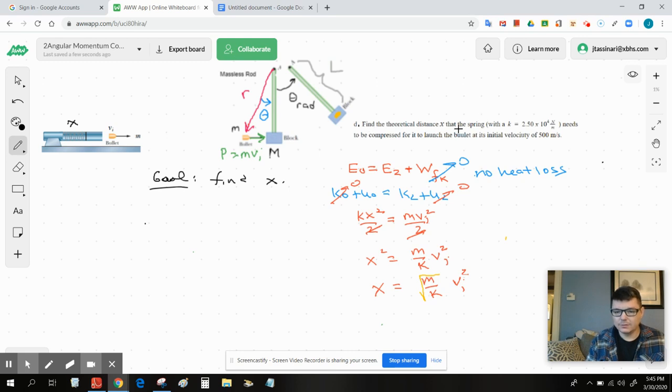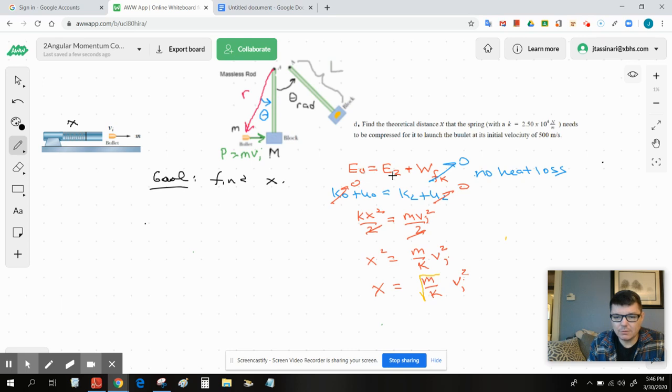Find the theoretical distance x that a spring with k equal to 2.5 times 10 to the 4 newtons per meter needs to be compressed for it to launch a bullet with an initial velocity of 500 meters per second. So this had some final kinetic energy. And where did that kinetic energy come from? It came from the work done, or the potential energy of the spring. So our goal is to find x, the compression.